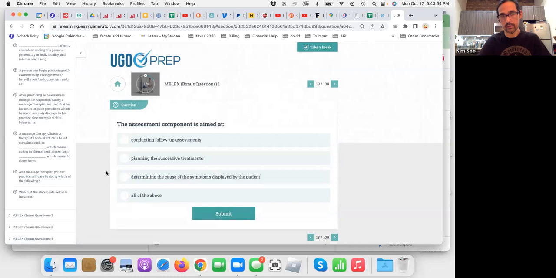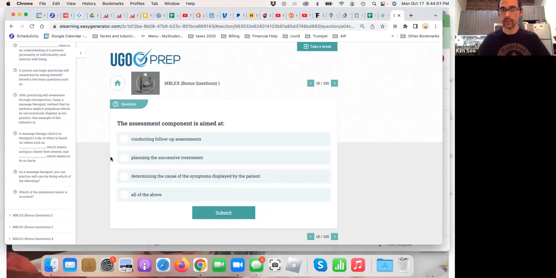And that is correct. The assessment component is aimed at conducting follow-up assessments, planning the successive treatments, determining the cause of the symptoms displayed by the patient, all of the above. Okay, the assessment. Determining the cause. Yeah, the diagnosis is part of the assessment. Yeah, planning the successive treatments. Well, not really plan, but the whole document contributes to a plan. Conducting follow-up assessments, no. So I'm going to say C.